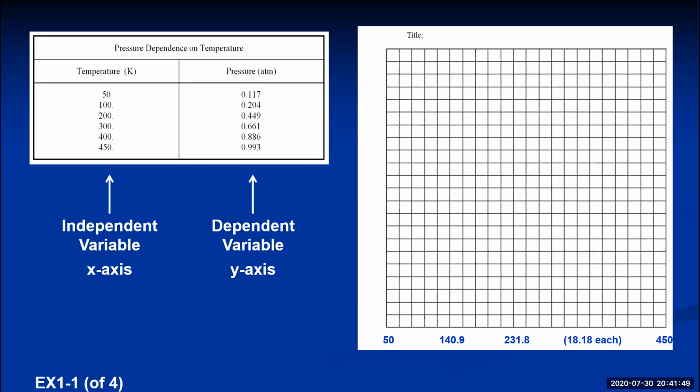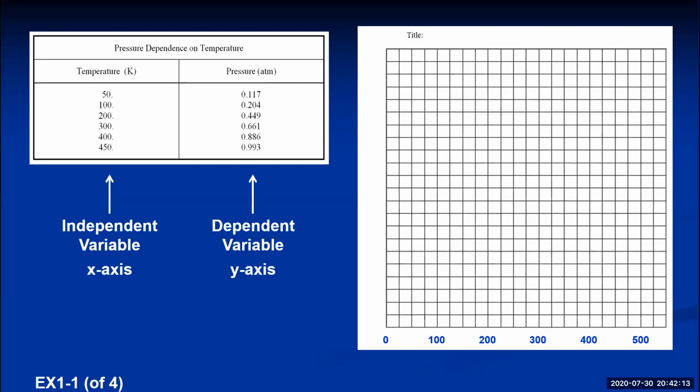You actually want to try to use as much of the graph as you can, but you want the divisions to be convenient numbers. So something like this might be better. Each division is 25. You go 4 divisions, you get to 100, another 4 to 200, 300, 400, 500. And so we're not using 100% of the graph, but we're using a good deal of it. So this is probably the more ideal way to spread out these particular temperature values.